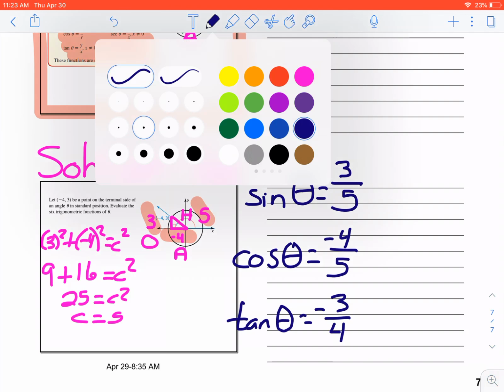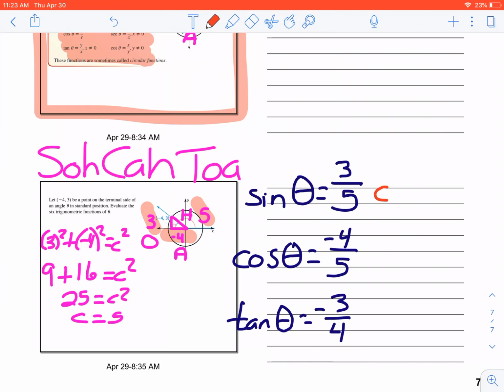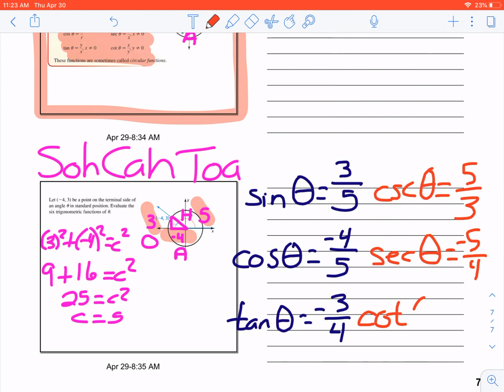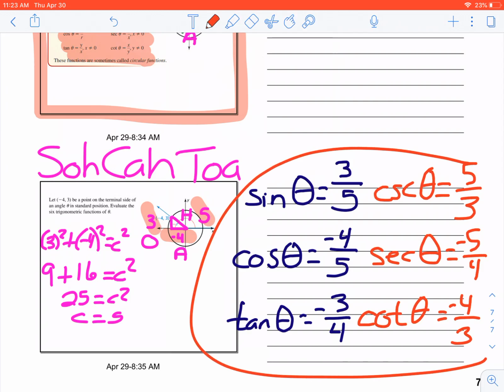So now let's do the inverse ones. Sine goes with cosecant, and I'm going to flip the fraction. Cosine goes with secant, and it's still going to be negative, but it's going to be 5/4. And then tangent goes with cotangent, still going to be negative, but 4/3. And I have identified my 6 trig functions based on an angle given to me in standard position.